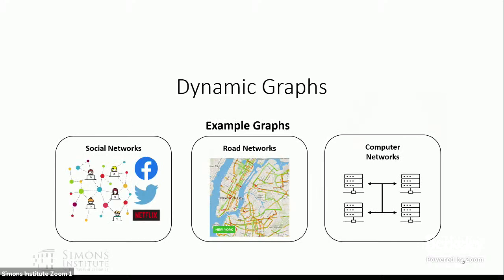So let's talk briefly about dynamic graphs. I already gave the example of social networks and road networks, but we could also consider, for example, computer networks, because servers and computers might go online or offline, or maybe we create new links, or maybe some link breaks. So these networks are all constantly changing.